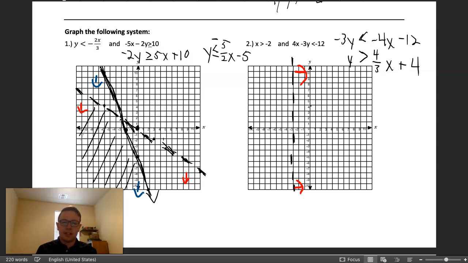Let's go ahead and graph this line. So we're going to start at the intercept. We're going to go up 4 over 3. We'll keep doing this the other way. We're going to go down 4 over 3, down 4 over 3, and so on. Then we're going to graph our line.